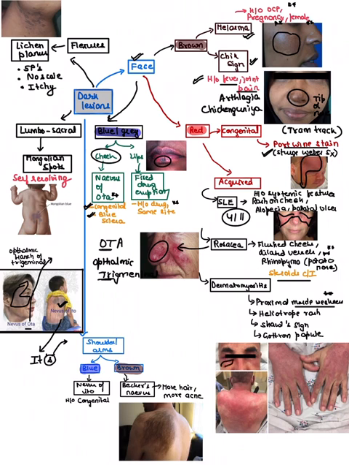See, the rash that you see here on the cheek, that is heliotrope rash. And here on the fingers you see Gottron's papules, and this is the shawl sign that you see in the patient.